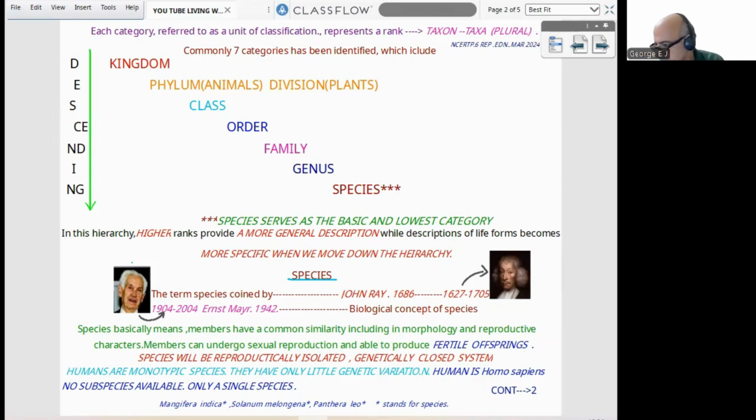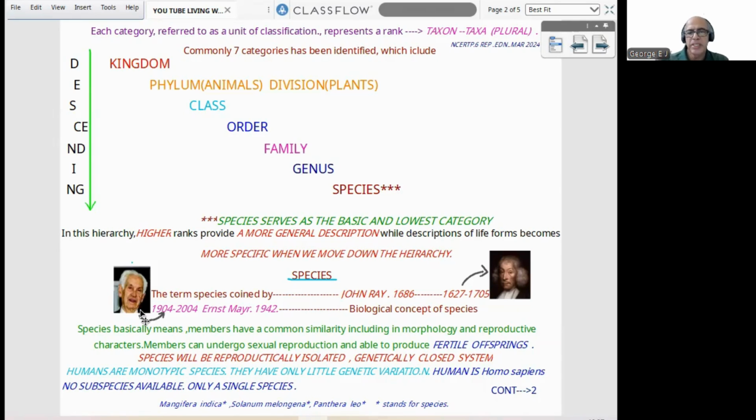Now, the first term under this category, we have to start with species. Here I put two photographs. The term species was coined by John Ray in 1686, and his lifespan is 1627 to 1705. Here you can find the photograph of John Ray. And this one you're already familiar with, 1904 to 2004, Ernst Mayr, 1942, that is the biological concept of species. In the last episode, we studied about Ernst Mayr.